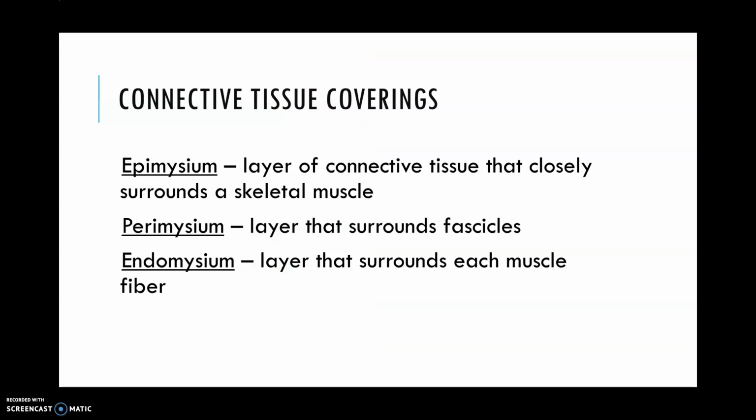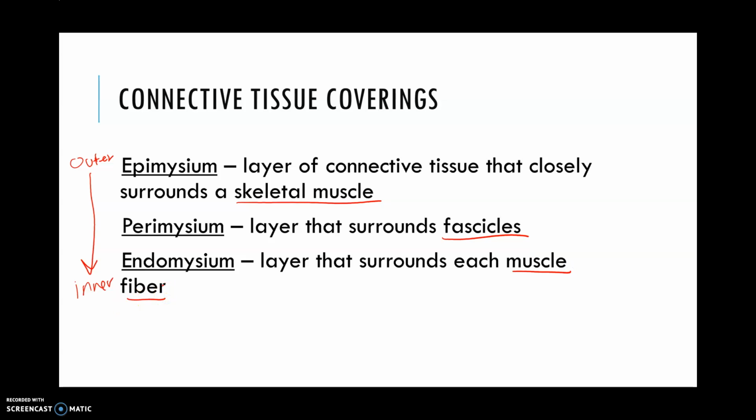So more covering. So when we're talking now even smaller, into our actual muscle cells. So our epimysium is the outermost covering. And we go down to our inner covering here. So our epimysium is a layer that closely surrounds that skeletal muscle. So it's around the entire skeletal muscle. Our perimysium is going to surround our fascicles. So we're going to define that term in just a second. And then our endomysium is going to surround each muscle fiber.